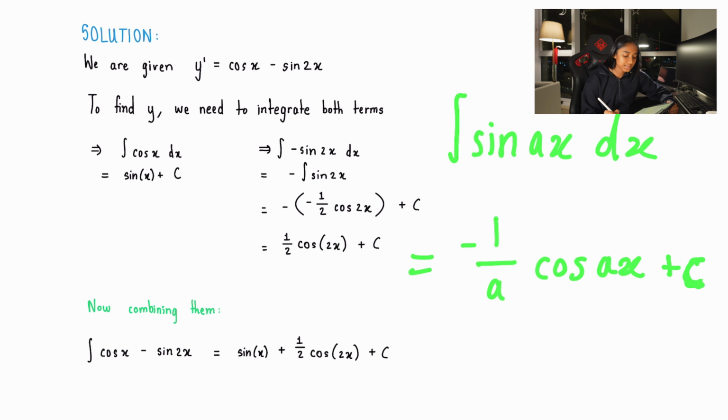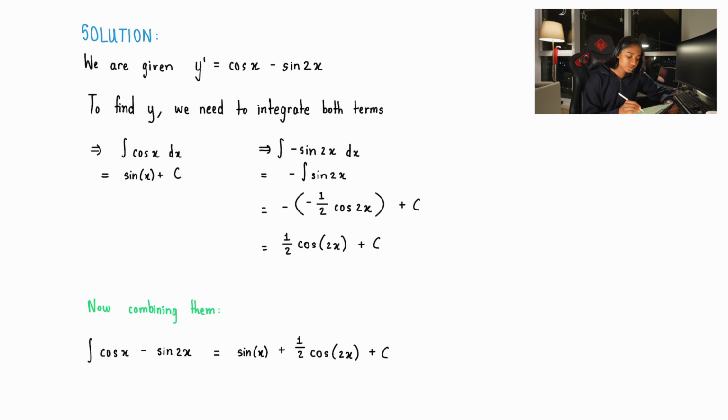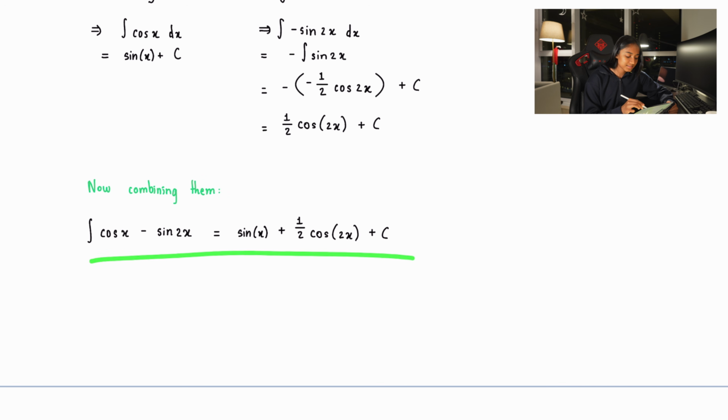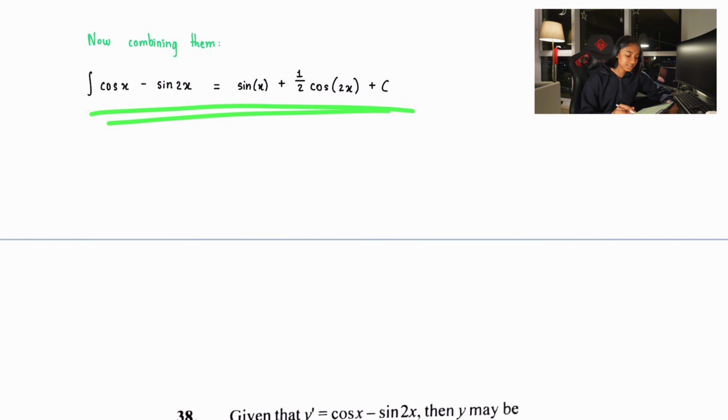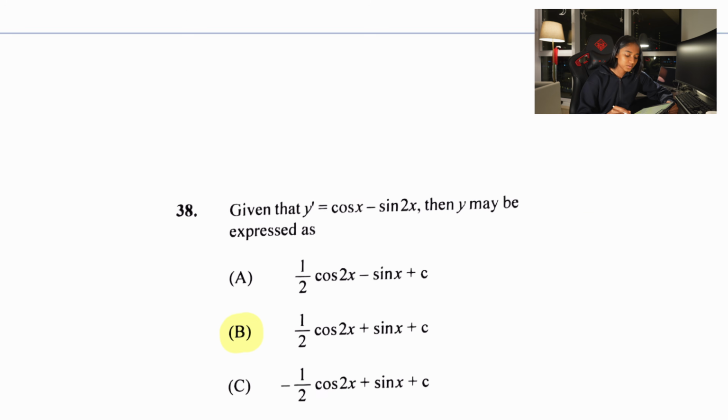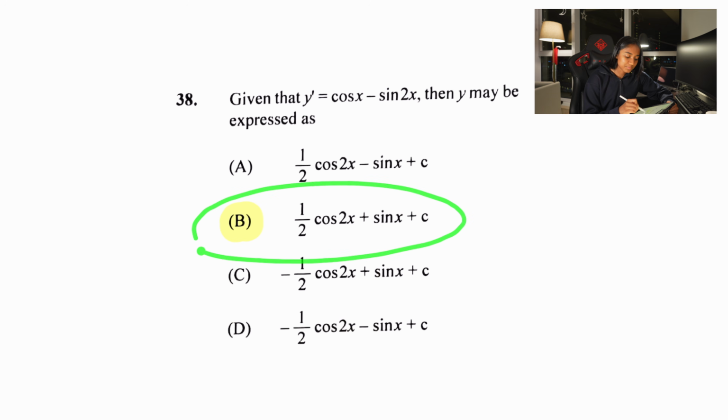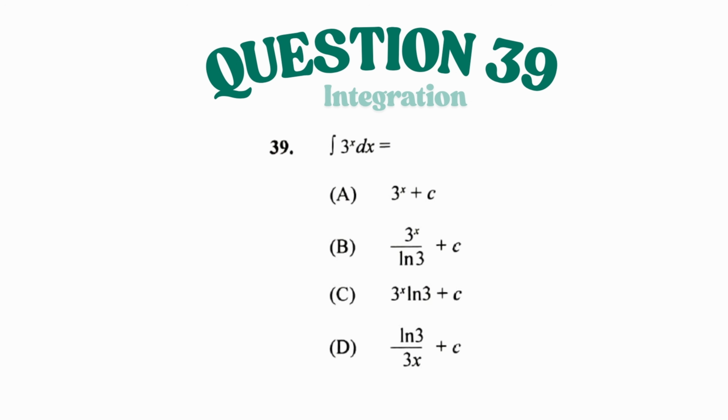In this case, we have a equal to 2, so it'll be minus 1 over 2 cos 2x plus c, and then we have the minus sign in front, so this all becomes positive. Then we add this up to get this combination, which is sine x plus a half cos 2x plus c, and it happens to be option B.